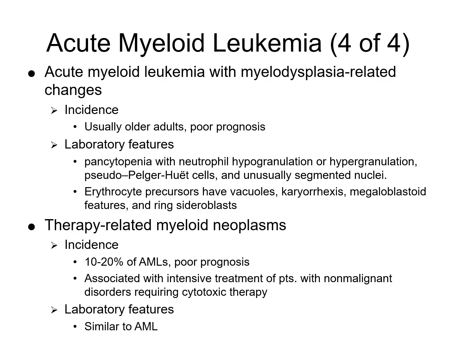Erythrocyte precursors could display some vacuoles and nuclear fragmentation. They could also show immature or larger erythroid precursors, and some ring sideroblasts, which are iron-laden mitochondria visible around the nucleus. Therapy-related myeloid neoplasms in current incidence comprise 10 to 20% of acute myeloid leukemia cases. They also have a poor prognosis, and it's associated with intensive cytotoxic treatment in patients previously treated for non-malignant disorders. For laboratory features, it's pretty much the same as regular acute myeloid leukemia.